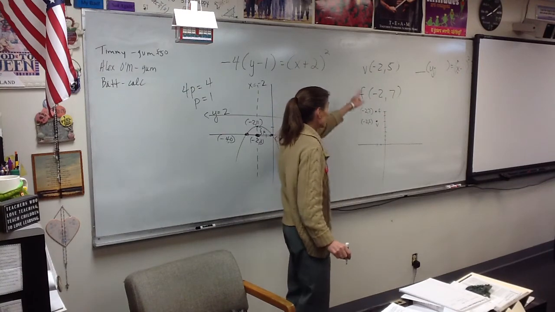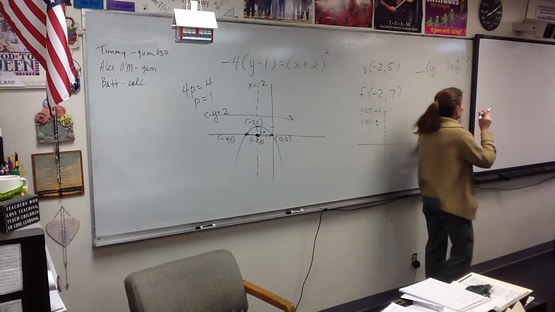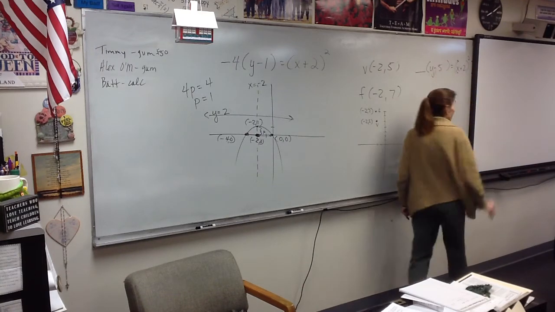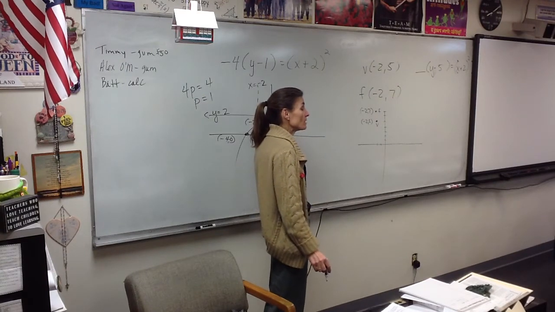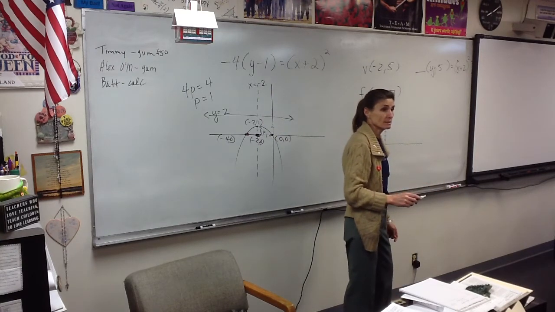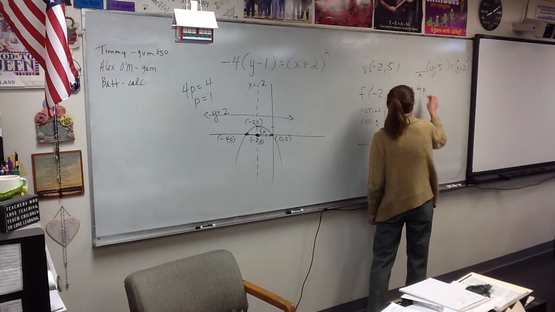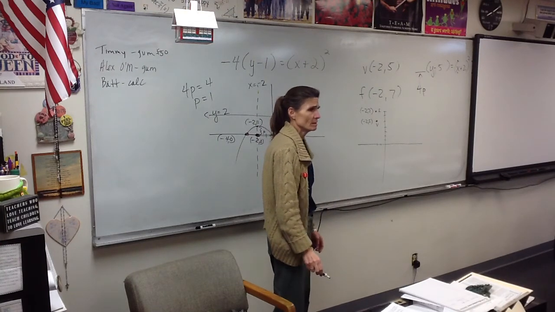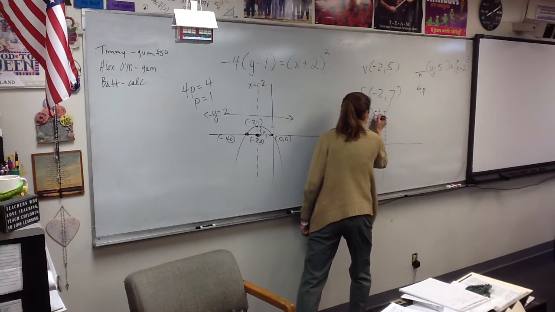Now, because I was given the vertex, I can fill these parentheses in, can't I? So this will be x plus 2 and y minus 5. The only thing I don't have is this coefficient. Remember how important that number is? That number is 4p. It's always 4p. And what does p stand for? The distance from, and here's my parabola, it's this distance right here.